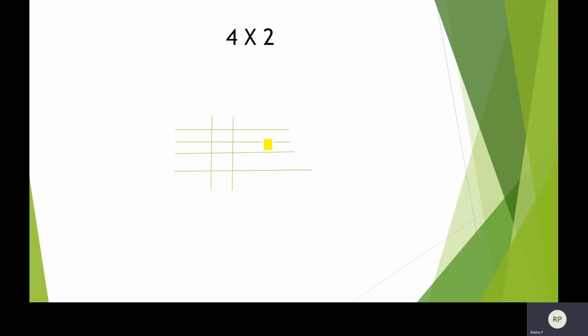So number 4 is represented with these four lines, and number 2 is represented with these two lines. Now, to find the product, you just count the number of intersections. Whenever these two lines intersect, you count those points. So let's count that.